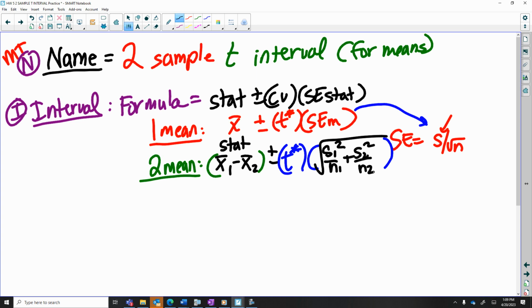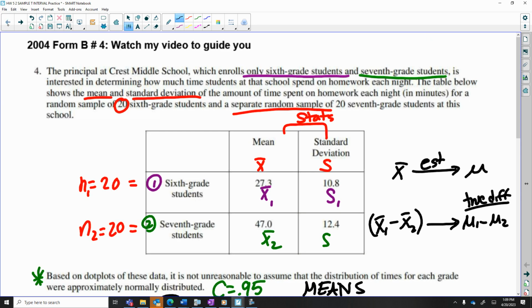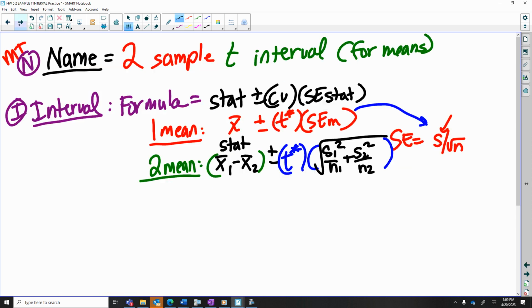Now we're going to plug in the numbers from the question. So x bar 1 was the sixth grade mean. The sixth grade mean was 27.3, and the seventh grade mean was 47. So we're going to do 27.3 minus 47. This is the number plug-in step, by the way. 27.3 minus 47. So that's actually the difference of the sample means from that single sample.